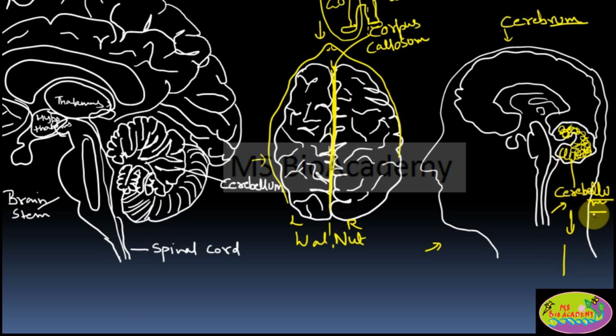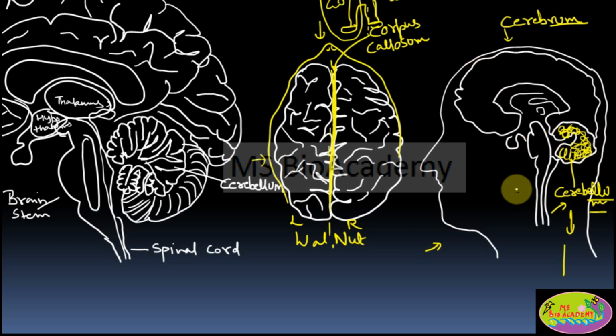It also plays an important role in the coordination of different muscular movements. Whatever muscular movements, like your eye muscle movements, your heart muscle movements, your hand muscle movements, everything is coordinated and controlled by the cerebellum. So this is playing an important role.